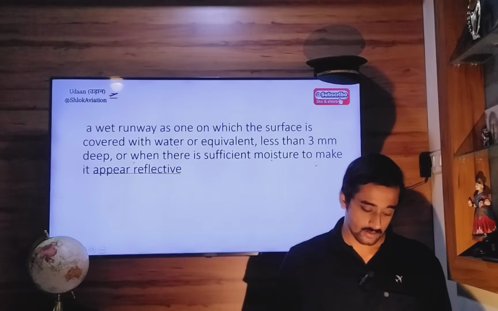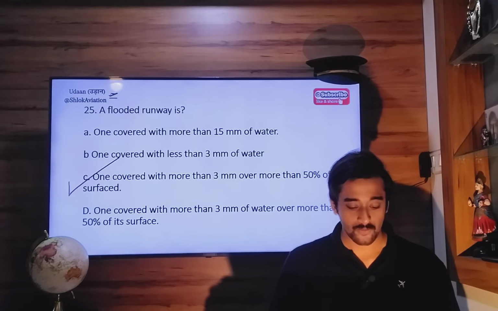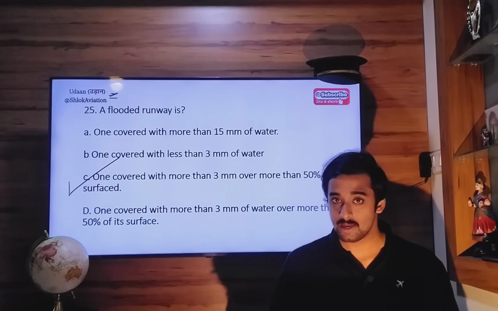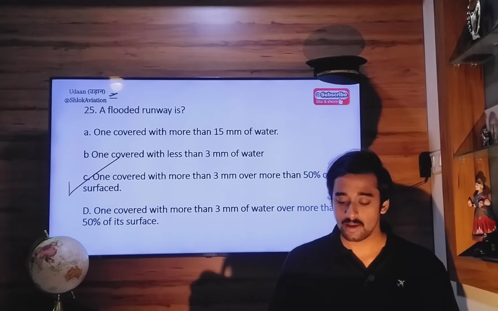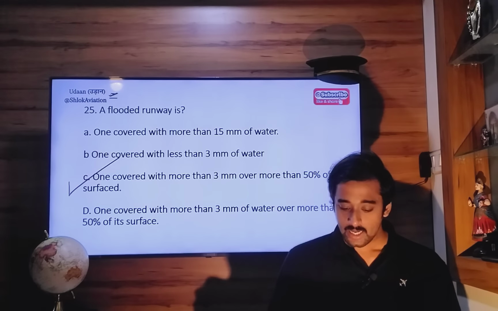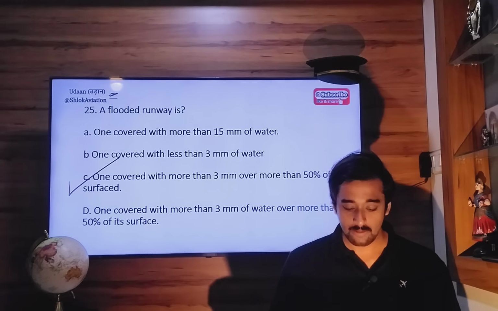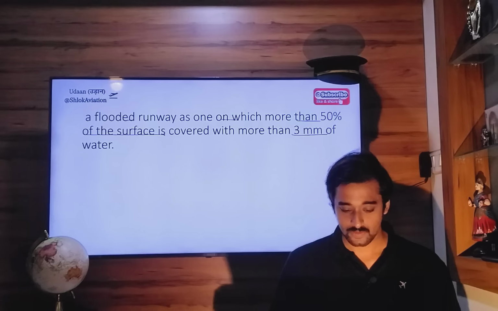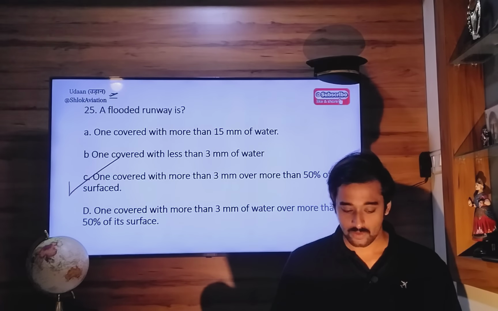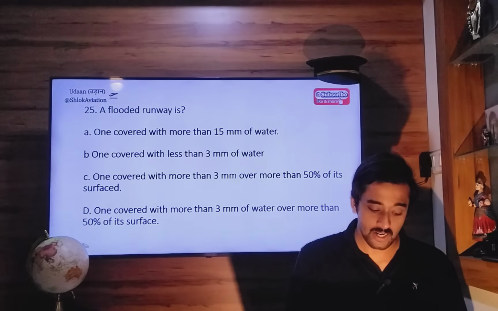So Charlie. Next question: one covered with more than 15 millimeter water; one covered with less than 3 millimeter water; one covered with more than 3 millimeter for 50% of the runway; one covered with more than 3 millimeter over more than 50% of its surface. So the correct answer here is one covered with more than 3 millimeter over more than 50% of its surface. So option Charlie will be the right answer. It should be flooded with water.